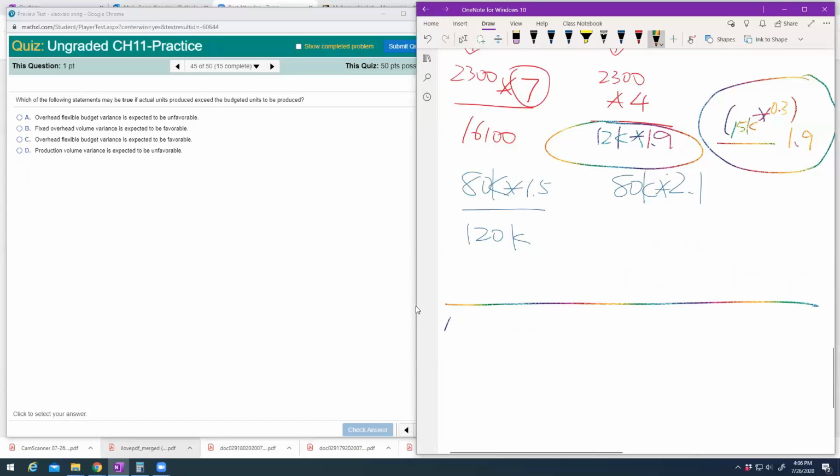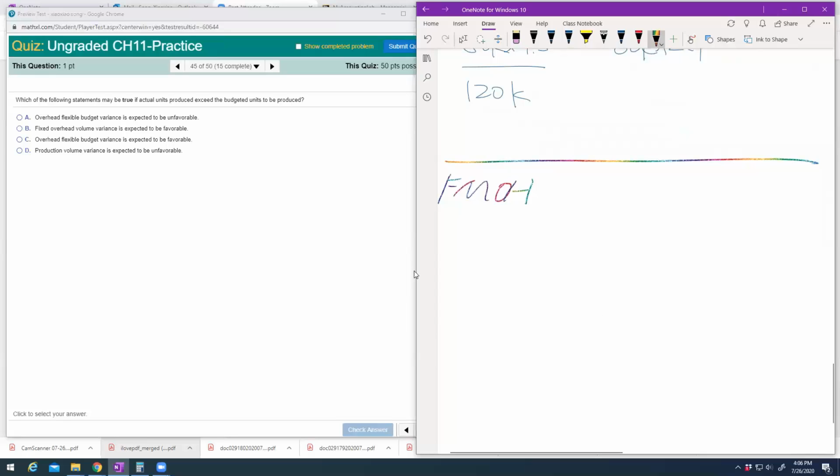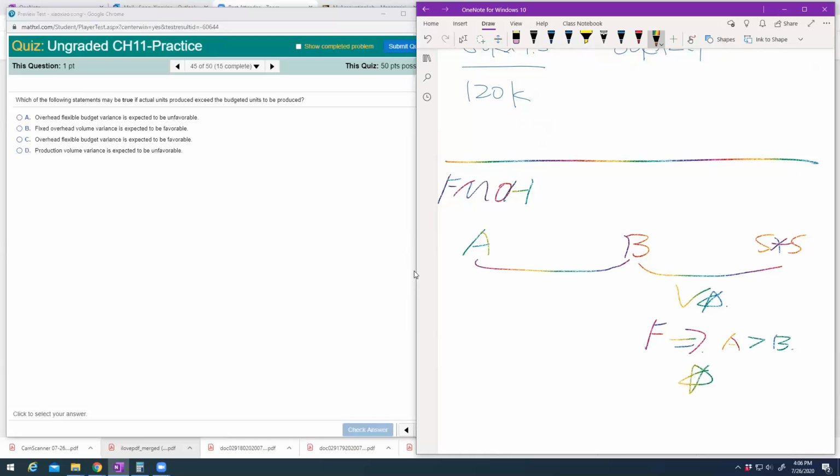We said for fixed manufacturing overhead variance, make sure it's actual, budget, and then standard, right? This is called a budget variance. This is called a volume variance. If it's favorable, it means that we produce more than the budget. Okay, so this is the main interpretation part.